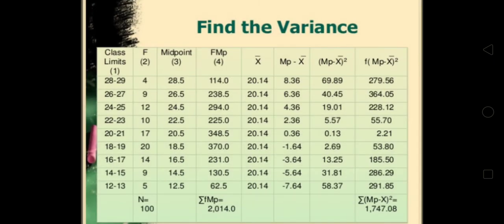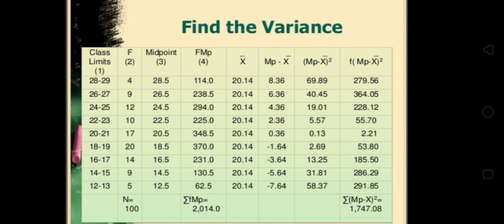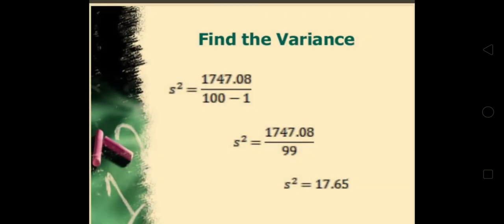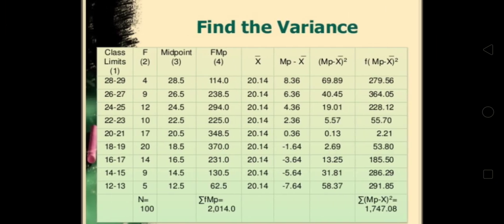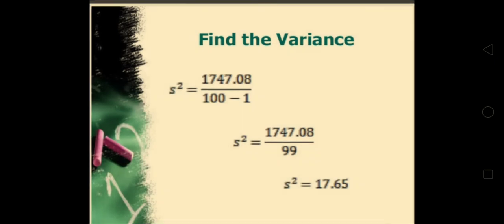In another one, also we have discussed this whole table, is it? Summation is equal to 1747.08, and n is there, 100. You can check in column 2, 100 is there. Means last column divided by this 100 minus 1. Is it? 1747.08 divided by 100 minus 1. That will be equal to 1747.08 divided by 99, and s square will be equal to 17.65.